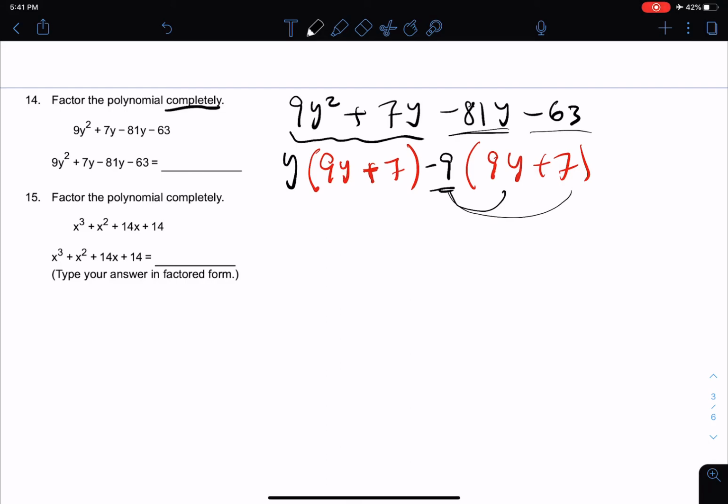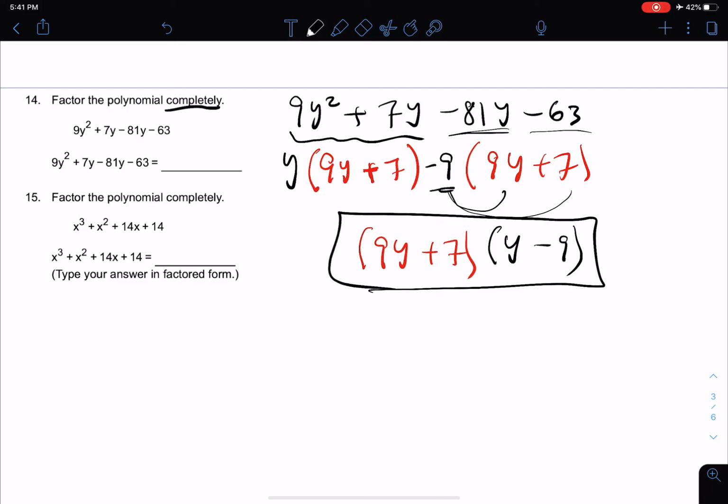And so therefore, we factor out the common factor, the red stuff, 9y plus 7. And then what's left is our y minus 9. And we factored it completely. Take a look at the next problem.